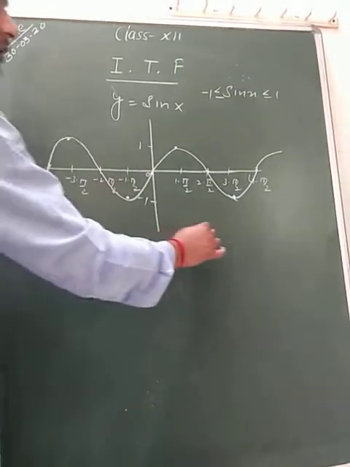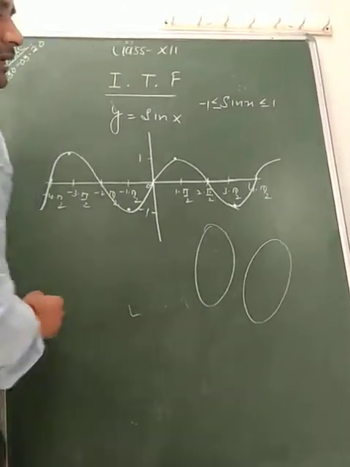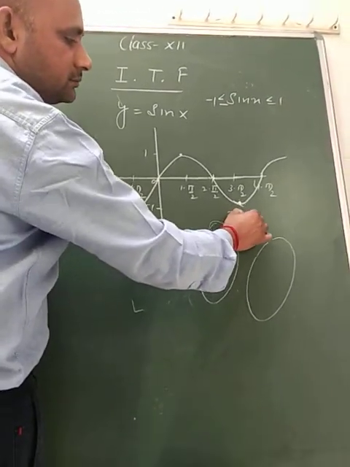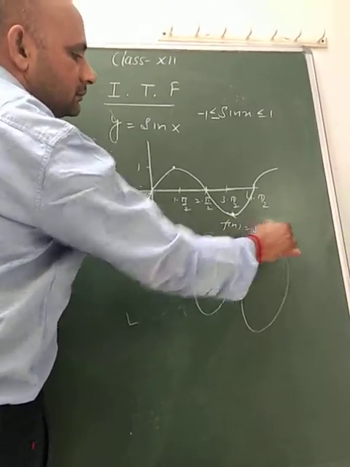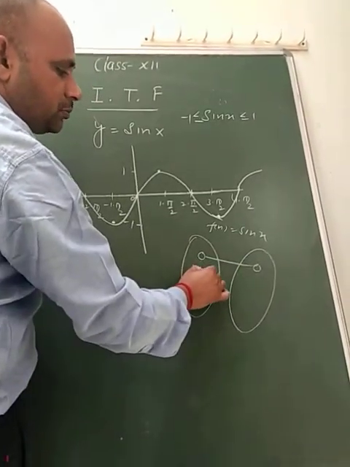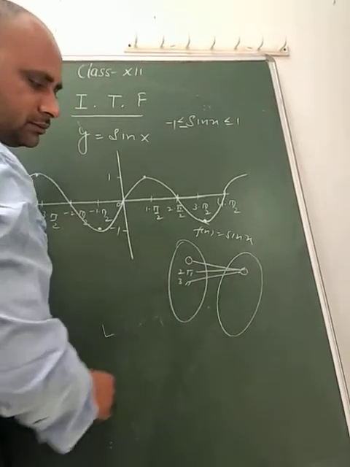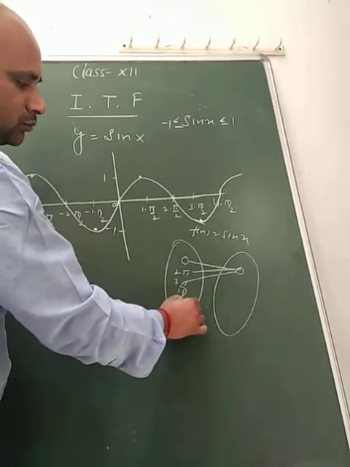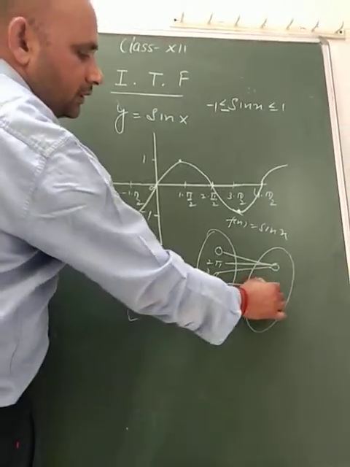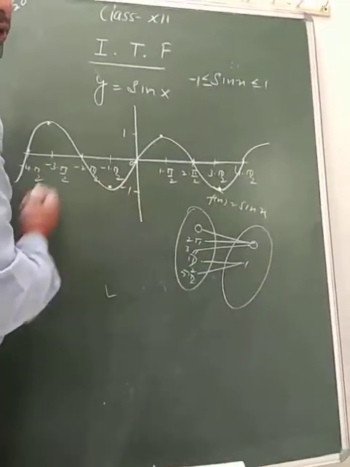Because you know the graph of the sine function is in a wave form. Sin 0 is 0, sin 2 pi is 0, sin 3 pi is 0, sin pi by 2 is 1, and sin 5 pi by 2 is also 1. So sine is a many-one function. It is not one-one, therefore it is not invertible.